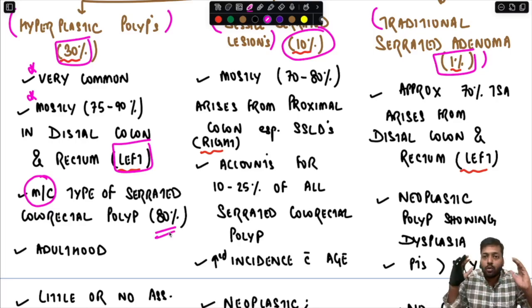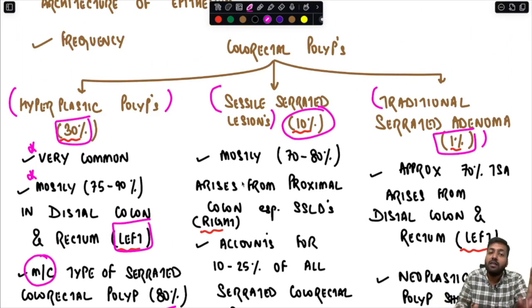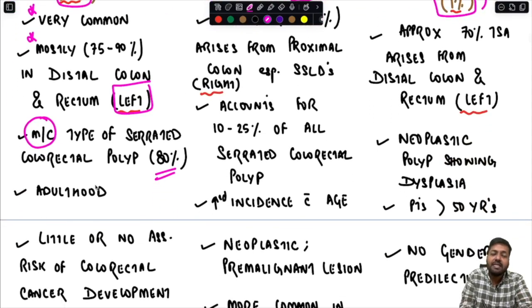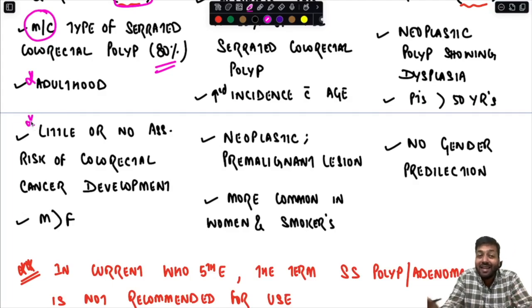So among the colorectal serrated polyps, hyperplastic polyps are the most common, comprising 80% of all the serrated polyps. Whereas among all the colorectal polyps, they constitute only 30%. They are basically seen in adulthood, and they have little or no associated risk of colorectal cancer development. So the risk of colorectal carcinoma is very low or negligible.